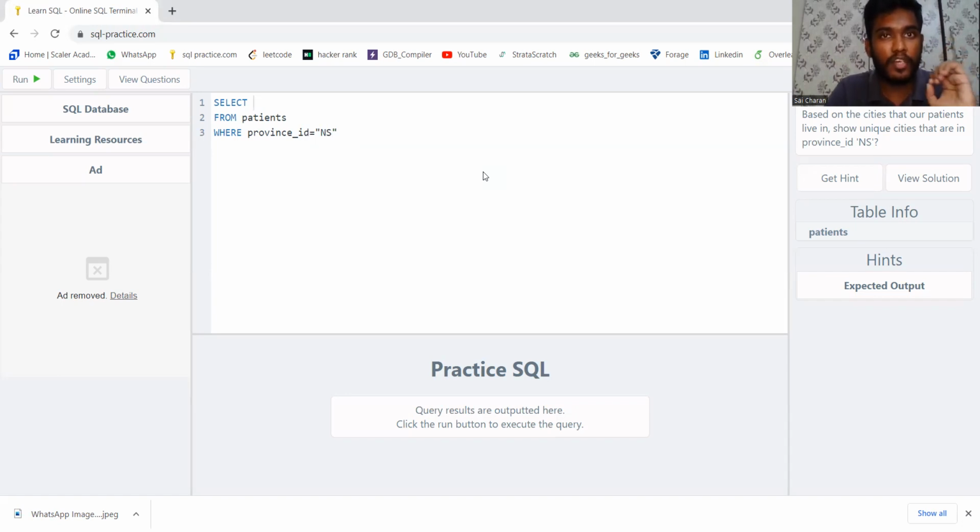unique cities. So what does unique mean? So distinct, simply in SQL language you can see it as DISTINCT. So we are not including duplicates. So what we are doing here, DISTINCT of city, DISTINCT of city as unique cities. So this is it.